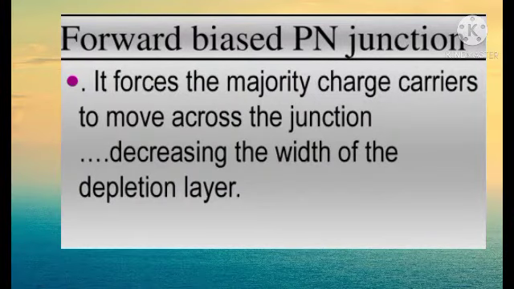A forward biased PN junction forces the majority charge carriers to move across the junction. It decreases the width of depletion region. Hence, in forward biasing of diode, the current flows through the junction.